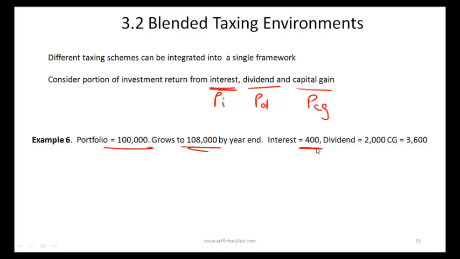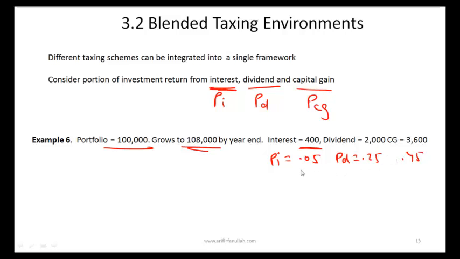If the interest is 400, what is PI? It is simply 400 over 8,000, which is 0.05. What about dividend? So PD is going to be 0.25, and the P capital gain is 0.45.